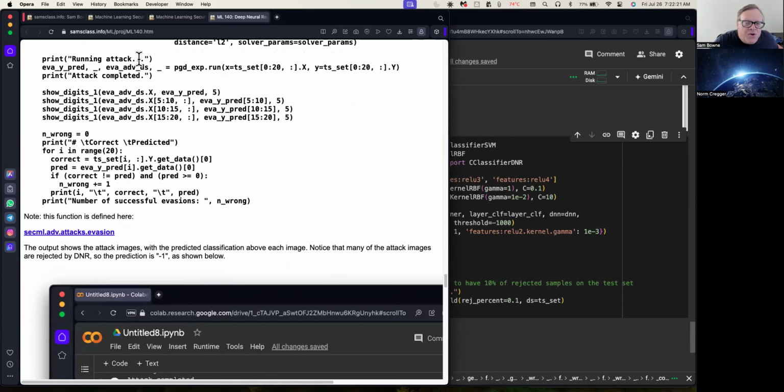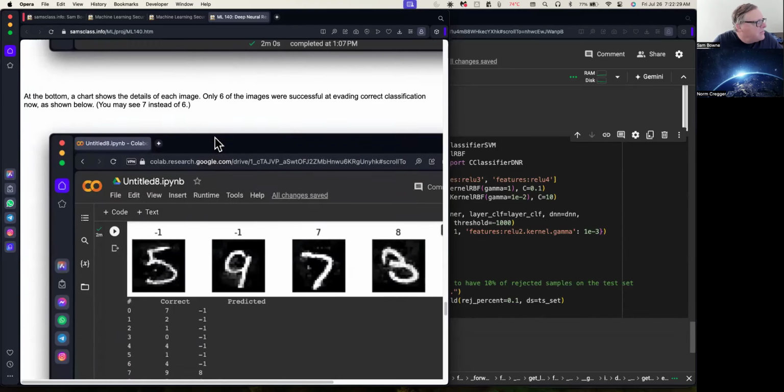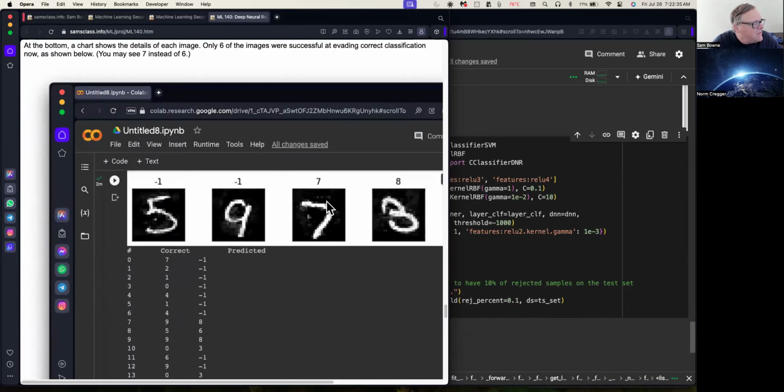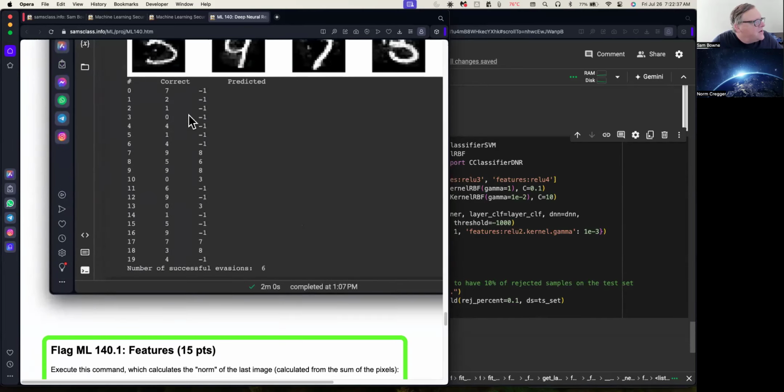So even if the attacker has full knowledge of the whole model and full knowledge of the DNR, and you do the evasion, it still blocks most of the evasions. You see here, here's testing 20 evasive images. These are the same kind of evasive images with extra snow on them. And you see now only 6 out of 20 are successful. The rest are correctly rejected, giving you a -1.